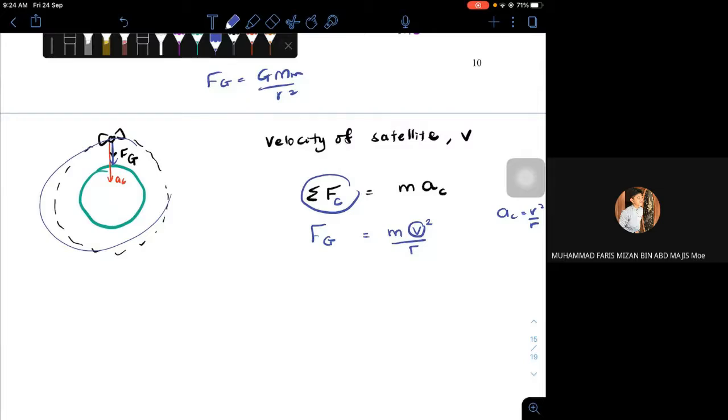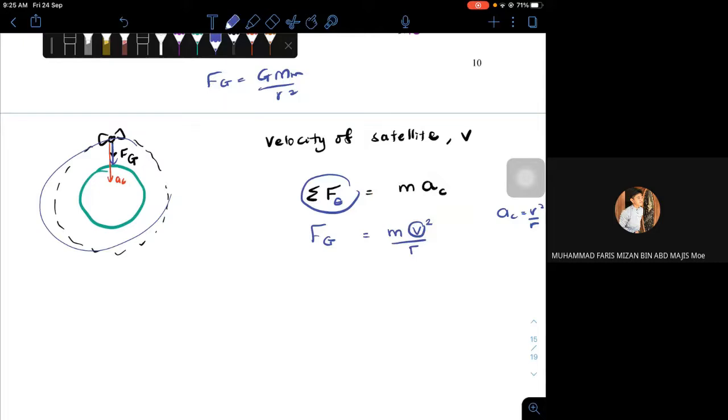Remember centripetal force ni, Fc ni adalah force yang sentiasa menarik kita ke tengah. Dan force ni berbeza ikut keadaan. Tapi dalam keadaan planet ni, force yang sentiasa tarik dia ke tengah, tak kira lah dia dekat sini ke, dekat sini ke, adalah gravitational force, okay? So bila kita samakan dia dengan mac ni, bolehlah dapat velocity tu, okay?